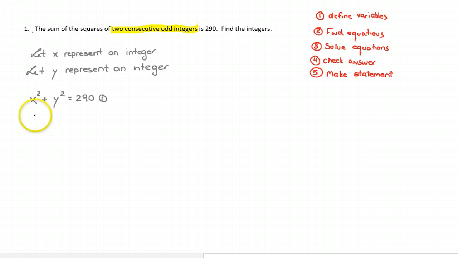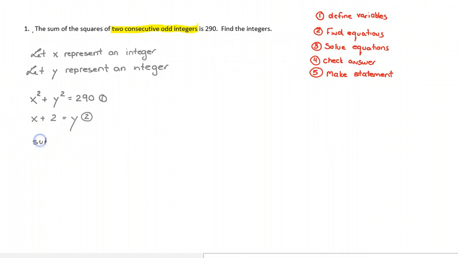So, moving on. If there are two consecutive odd integers, it means there are two odd integers that are in a row. So we know odd integers, if we take, for example, an odd integer 3, the next one would be 5. So that means that x plus 2 is equal to y. This tells me that I'm stating that x is the smaller of the two odd integers. So now, let's call that equation 2.